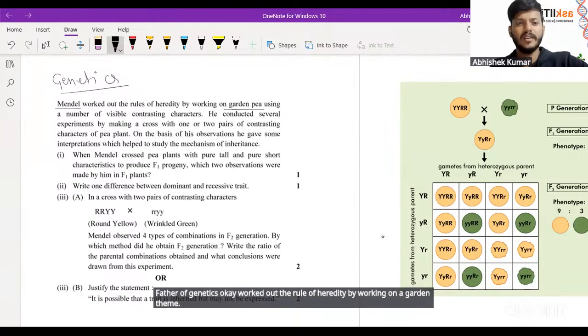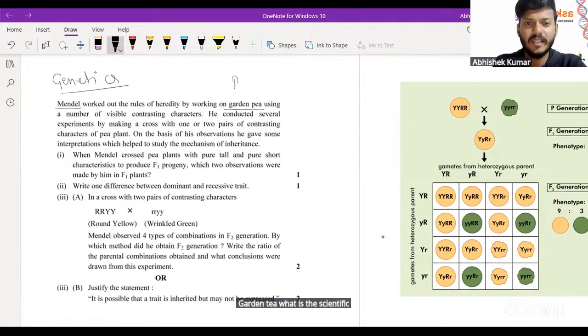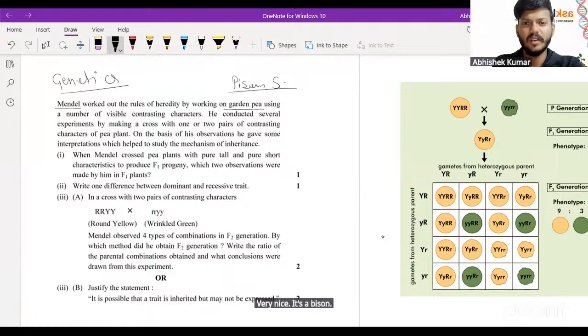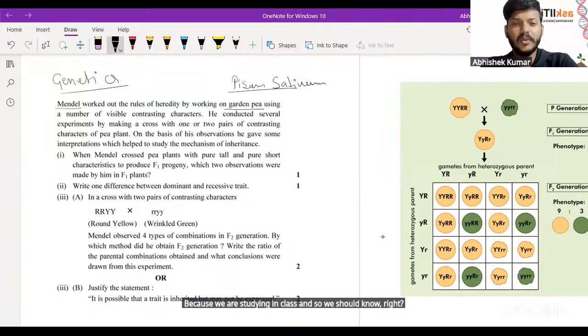Garden pea. What is the scientific name of garden pea? I'm giving only the hint. Pisum sativum. Yeah, very nice. It's Pisum sativum. Because we are studying in class 10, we should know this, because after that you will go to the 11th class, where there is a lot of use of these names.